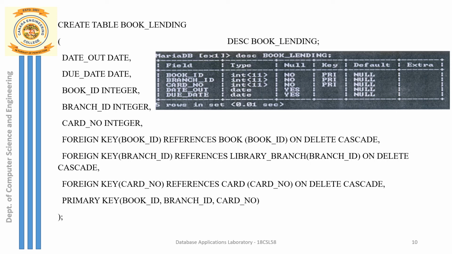Next we have the table called book lending. What is the book lending table here? You can see issue date, that means date out. Next we have the return date, or you can take it as due date. Use the same attribute names as mentioned in the syllabus or in the question. Next we have book ID, program ID or branch ID, and then card number as the three attributes.